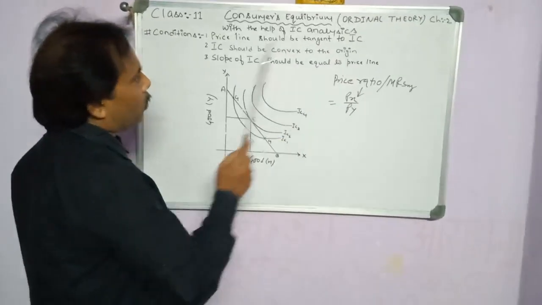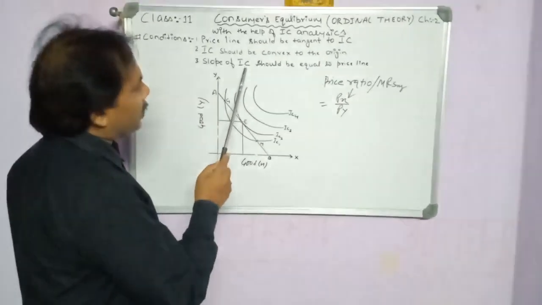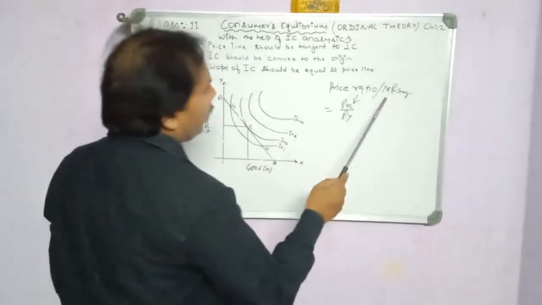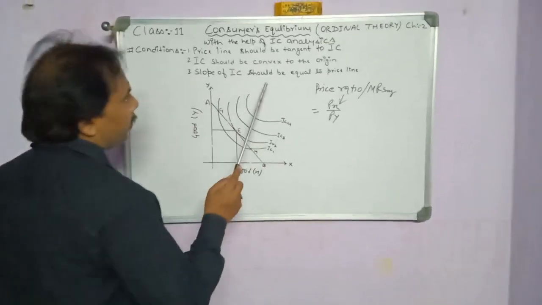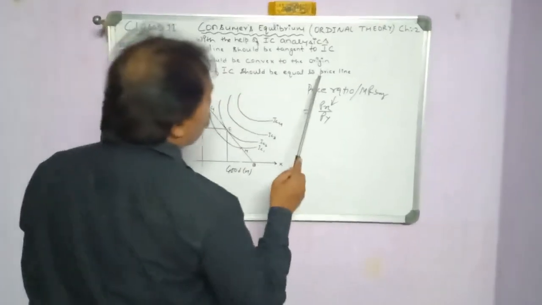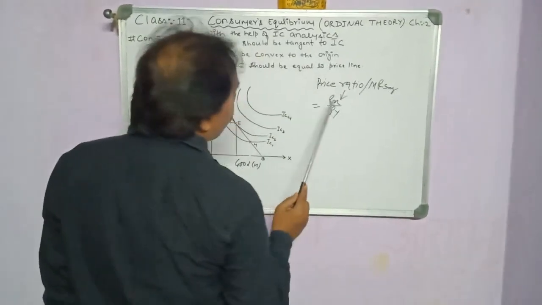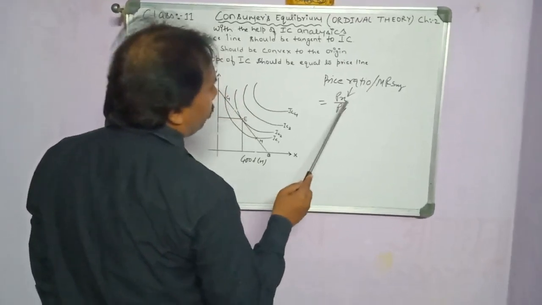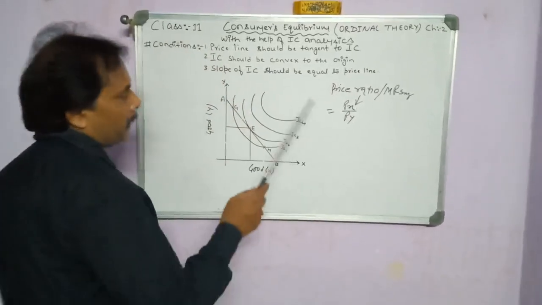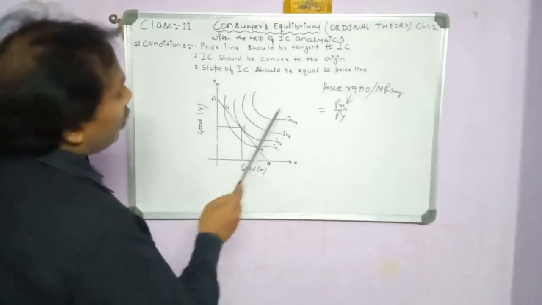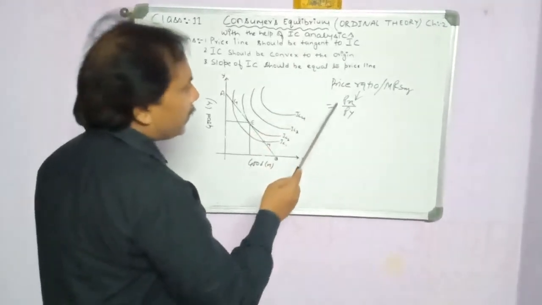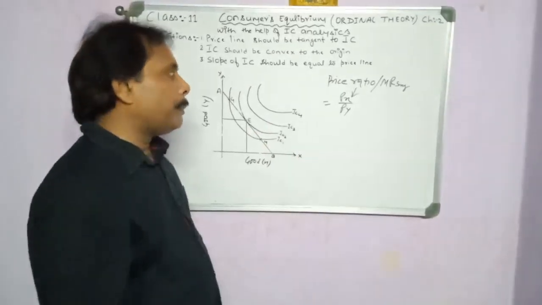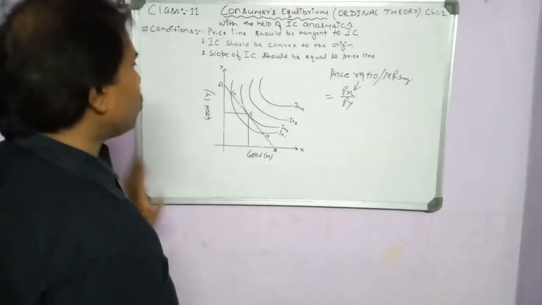And the third, the slope of IC should be equal to the price line. As I told you, the slope of IC is MRS, marginal rate of substitution, and it must equal the price line. The price line is known as the price ratio PX divided by PY. Unless the IC makes a tangency, PX divided by PY is not possible.